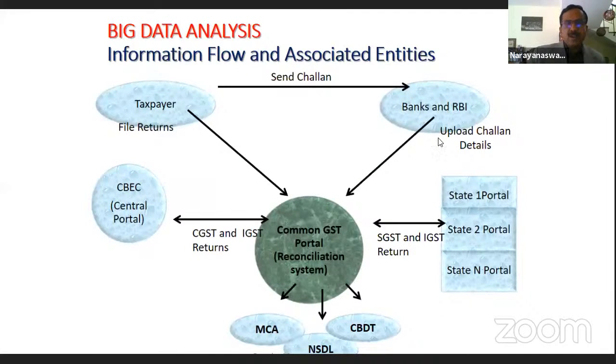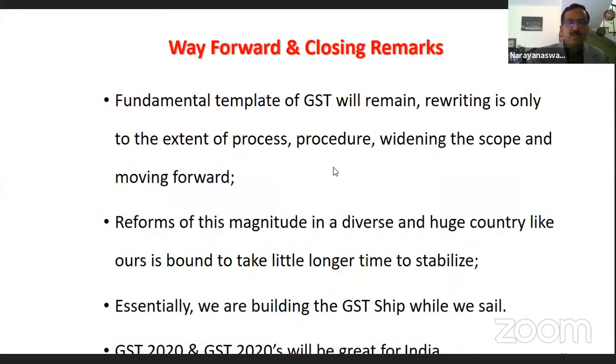Friends, I was mentioning how the data analysis is going to be done in the country. Because of the GST network, we capture a huge amount of data that can be used by banks and RBI, by the CBDT, that is the Central Board of Direct Taxes, and by NSDL. MCA is the Ministry of Corporate Affairs, our department. Everyone is going to use this data, and even the security agencies may require this kind of data and do their own analysis.